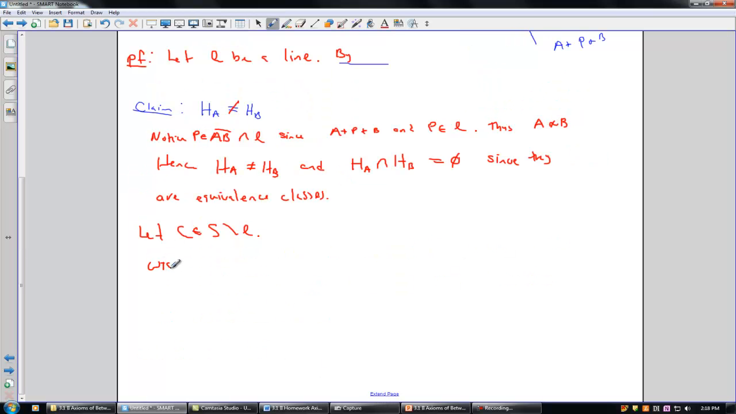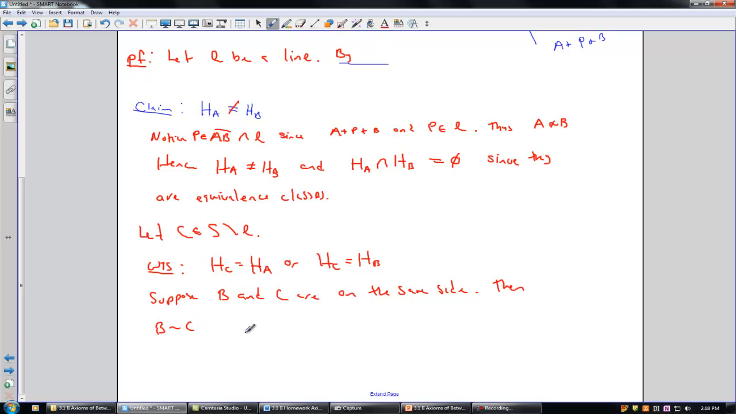We want to show that either H_C equals H_A, or the half plane containing C equals the half plane containing B. All right, so suppose now B and C are on the same side. Then we know that B is related to C by the relation of sidedness, and the half plane containing B is equal to the half plane containing C. And so we're all done with that part.